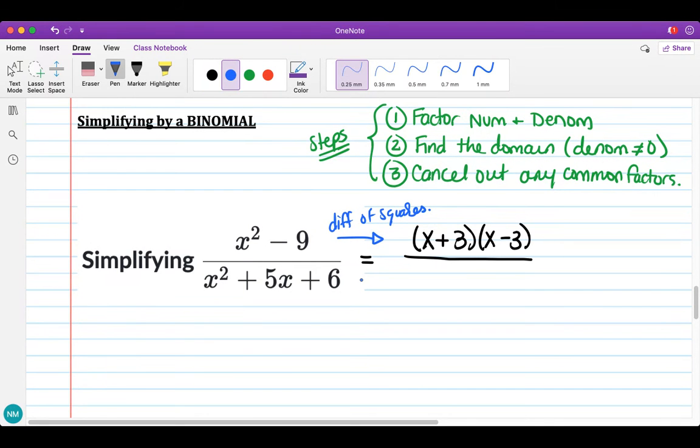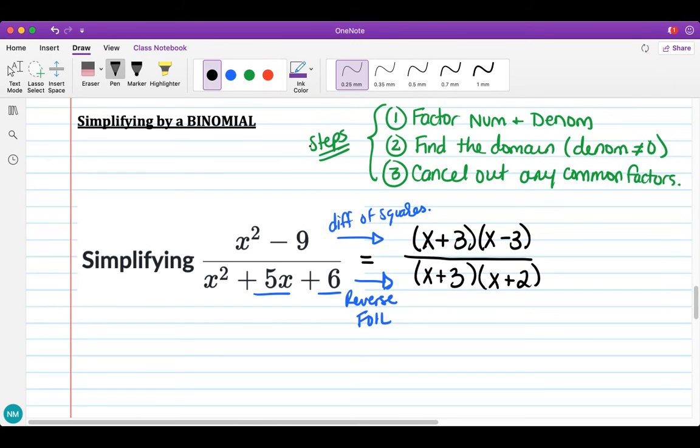And then this is the easiest one. Well, I have to check if it's factorable, but I can see that it is. So this is going to be reverse FOIL. So what multiplies to this and adds to this? What two numbers multiply to 6 and add to 5? It is going to be x plus 3 and x plus 2.